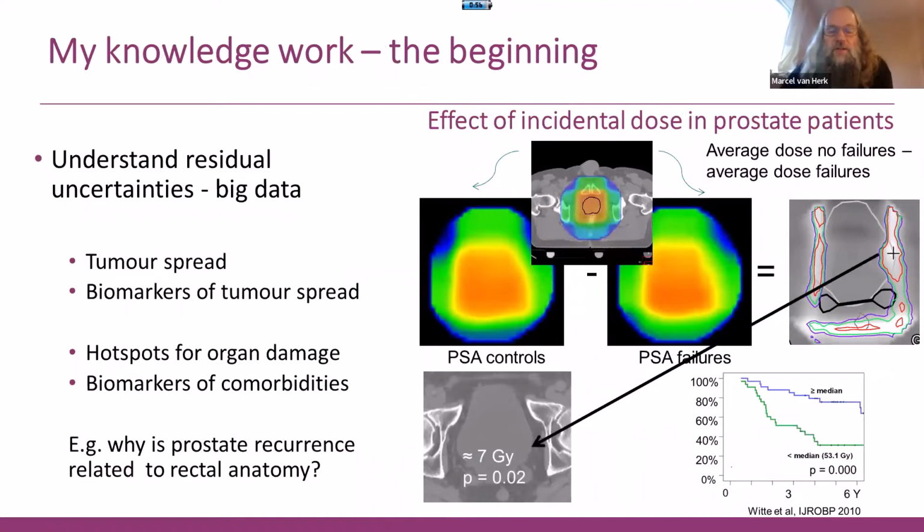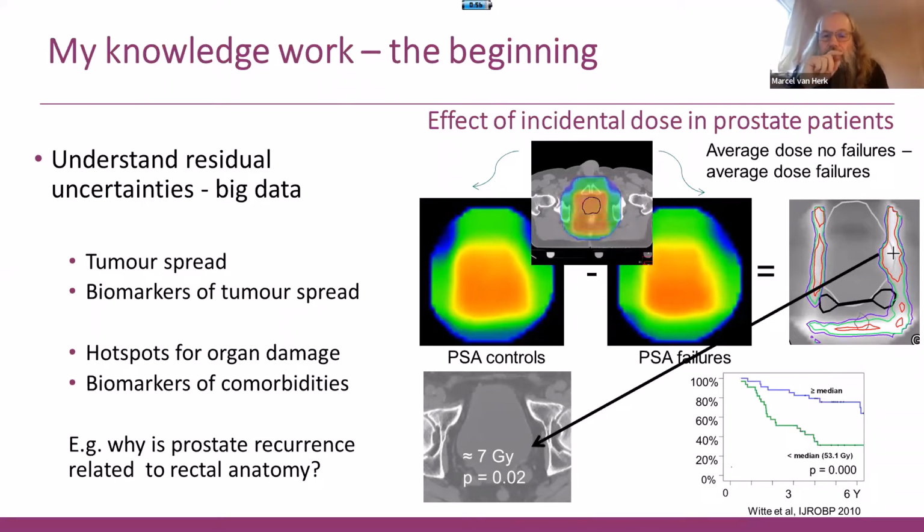But there is another aspect of knowledge, and that's when does the tumor actually go away, yes or no? And to understand why that is, we've been looking at big data analysis. We started out in prostate cancer because there was a little bit of a mystery there. It turned out that the recurrence of prostate cancer was related to the anatomy of the rectum. If there was a very full rectum, the tumor came back more often. And we couldn't really work it out.